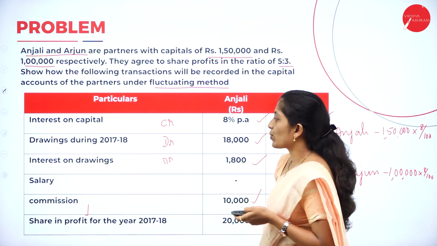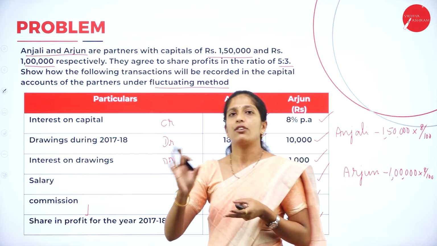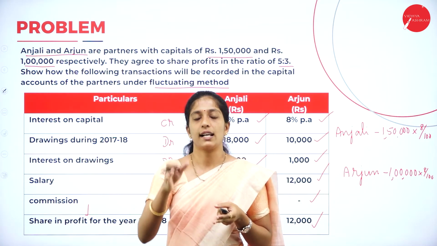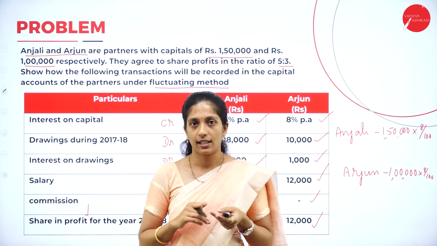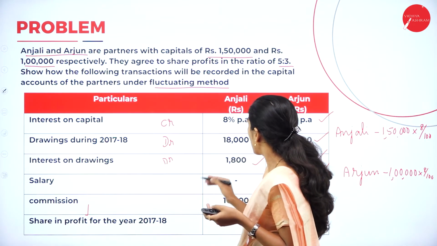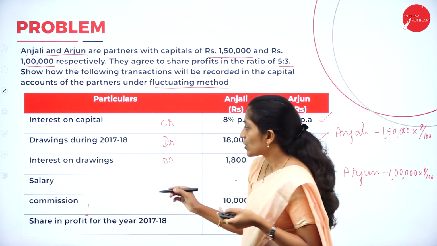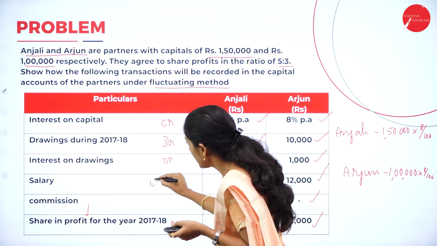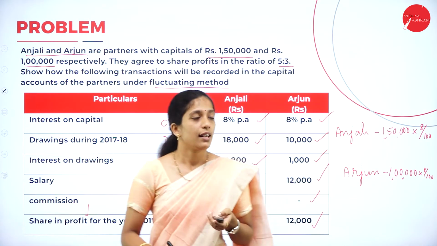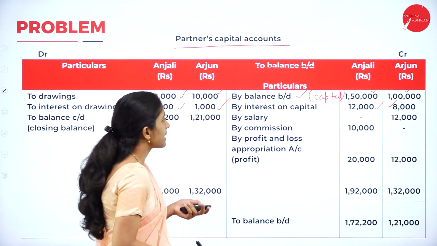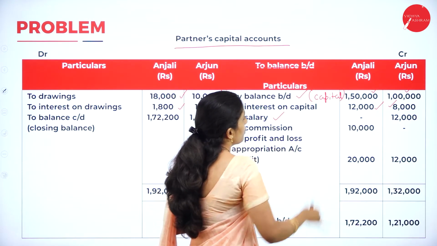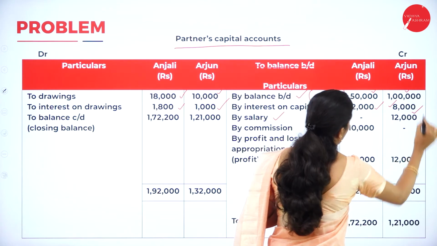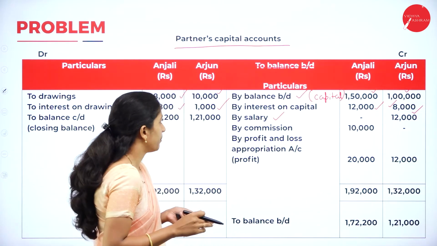Now coming to the next one, salary. So we have recorded drawings and interest on drawings. Rest all the items comes under credit side. Salary. So salary they have given only that of Arjun. So where do we record salary? In the credit side. Let us see how we have recorded by salary. So how much? They have given only that of Arjun. Write in the Arjun's column.